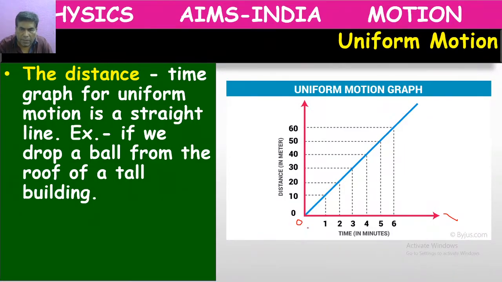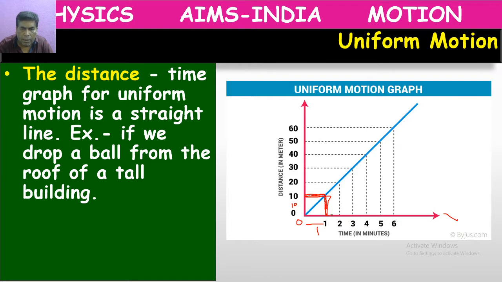So observe this graph carefully. 0 to 1, what is the time interval? 1 second. 0 to 10, what is the distance? 10 meters. So what do these two lines represent? In 1 second, it has covered 10 meters.